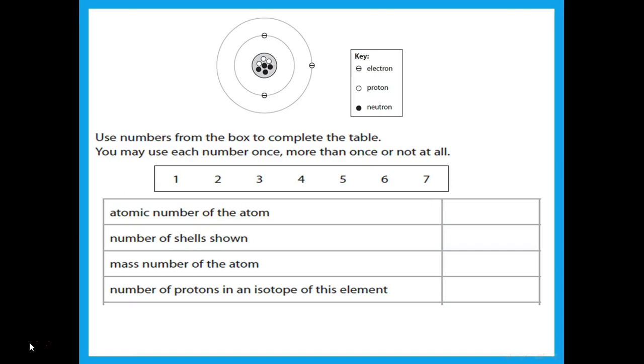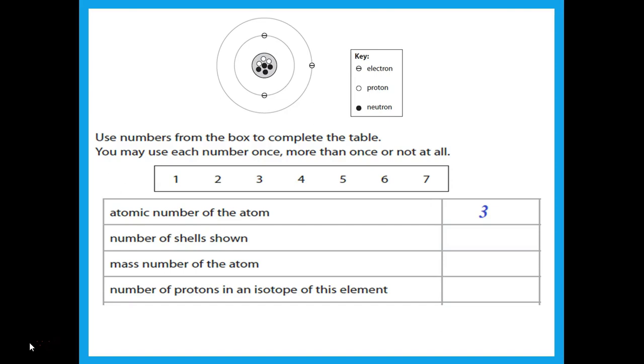Use numbers from the box to complete the table. Atomic number of the atom: this is the diagram that we have there. Actually he has a key, so it is the white circles that are protons. The atomic number is the number of protons. So you have 3 white circles in the nucleus, so the proton number is 3. Our atomic number is 3.